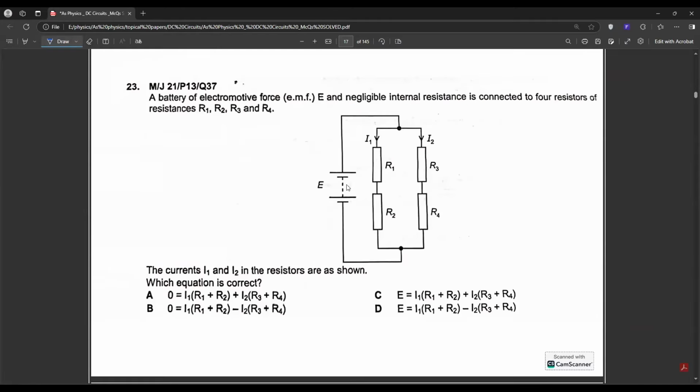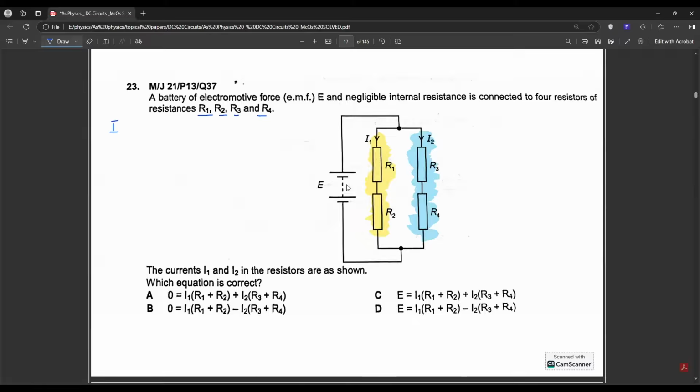Let's further move ahead. A battery of electromotive force E and negligible internal resistance is connected to four resistors of resistances R1, R2, R3 and R4. The currents I1 and I2 are in the resistors as shown. There is a current I1 here, there is a current I2 here. Which equation is correct? One thing that I can think is the total voltage across this yellow highlighted branch should be equal to the total voltage across this blue highlighted branch.